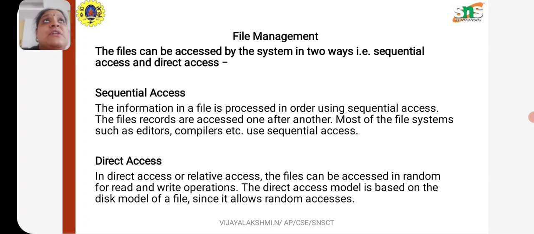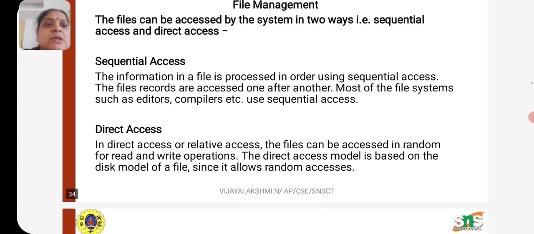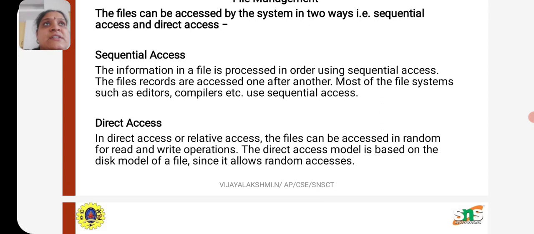The information in a file is processed in order using sequential access. I mean, sequential in the sense that we can access the file in order. We cannot change the order, and we access it through the address. Most file systems, like editors and compilers, use sequential access.